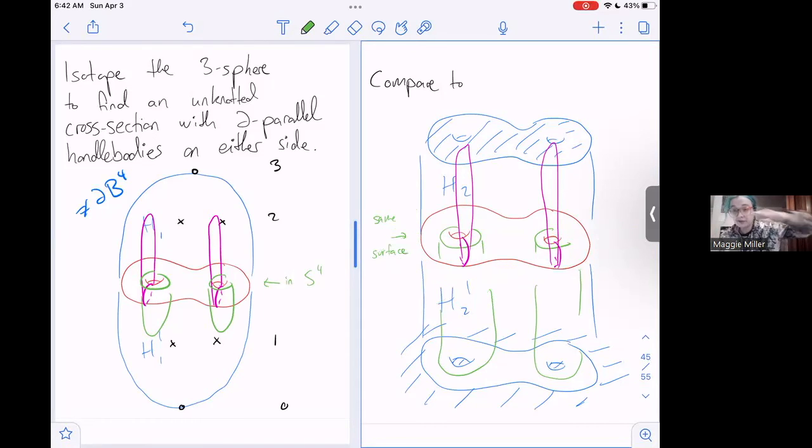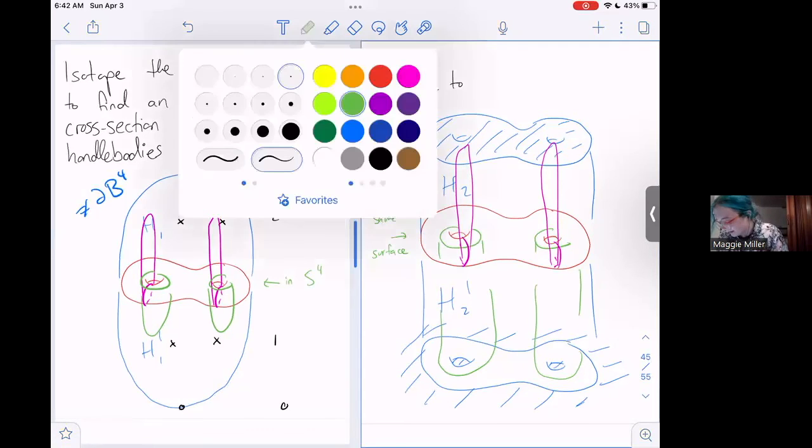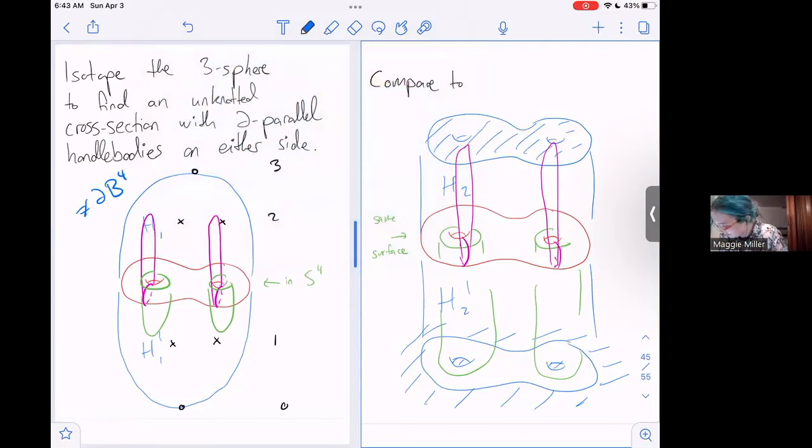So these pink curves bound disks in the interior handle body, and the green curves bound disks in the exterior handle body in S3. So I'll take those two handle bodies together and push the pink one up a little bit, the green one down a little bit. And I'll get a similar picture to the thing on the left. But the difference between these two pictures is that on the right, these two handle bodies I literally got by taking my S3 that I'm including into S4 and taking a Heegaard splitting of that. And that S3 bounds a ball. So this is a 3 sphere that is the boundary of a 4-ball.